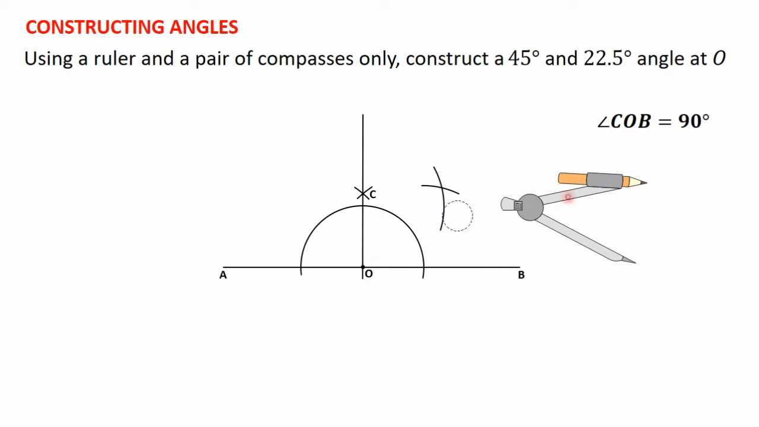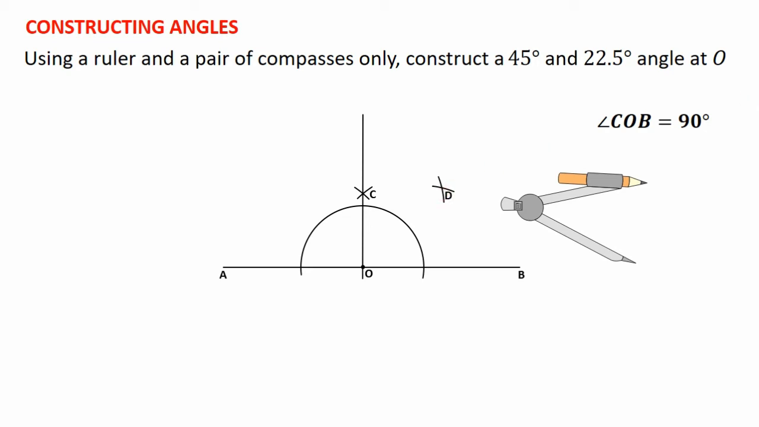I'm going to clean the excess part of the arc so that you can see it very clearly. So this is the point of intersection of the two arcs. I'm going to call that point point D. So I'm calling the point of intersection of the two arcs point D.